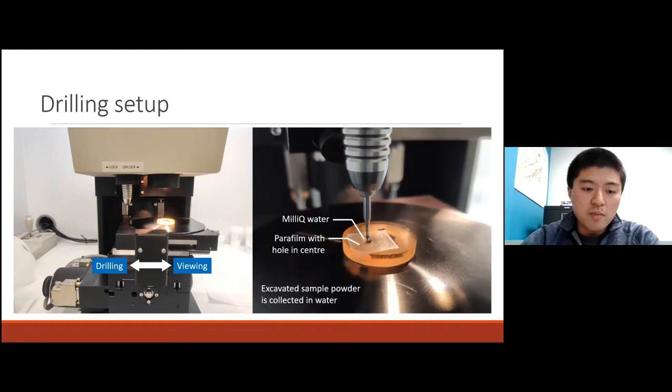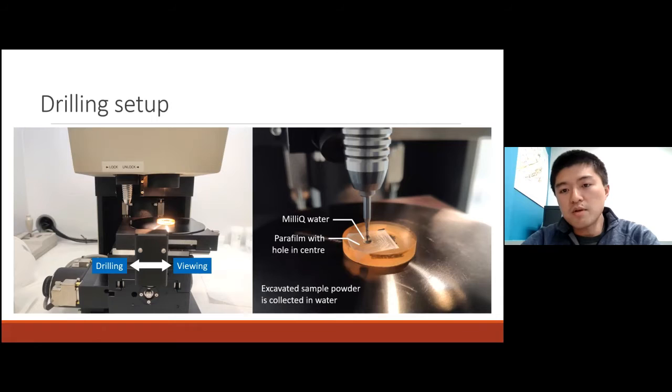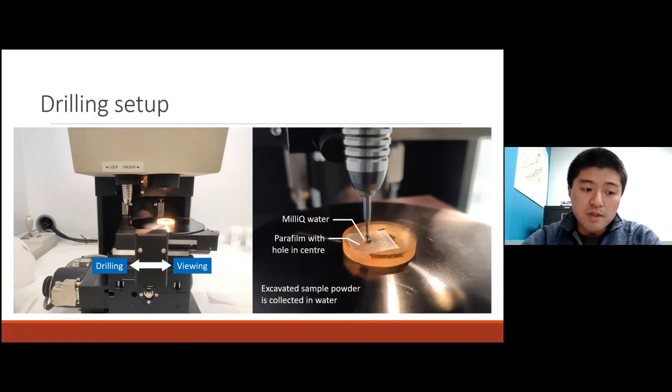For small volume extraction, the sample powder is collected in a droplet of Milli-Q water, and that's placed right over the sample area. And in order to keep this droplet in place, the sample is actually covered beforehand with a sheet of parafilm with a hole cut in the middle. So after drilling is complete, the sample slurry is then pipetted into a weighing boat to be dried down before weighing and dissolution.